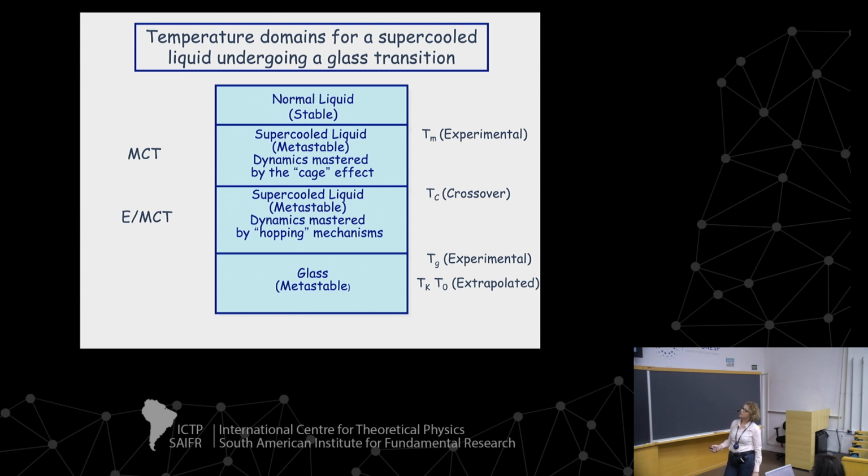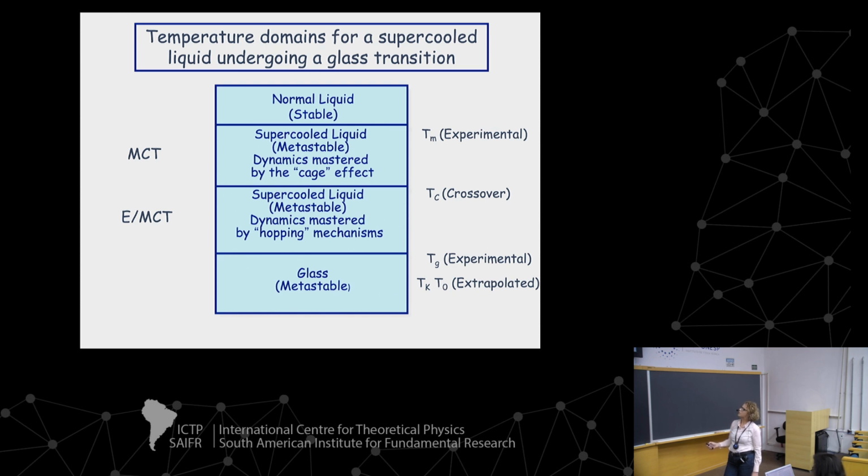There is an extended version of MCT that includes hopping, but it's not so popular. And then we have the study of inherent structure. We will talk about what happens in this region, what we can do. Then we have a glass transition temperature, which is the one in which viscosity is 10 to the 13 plus. And then below TG, we have the glass.